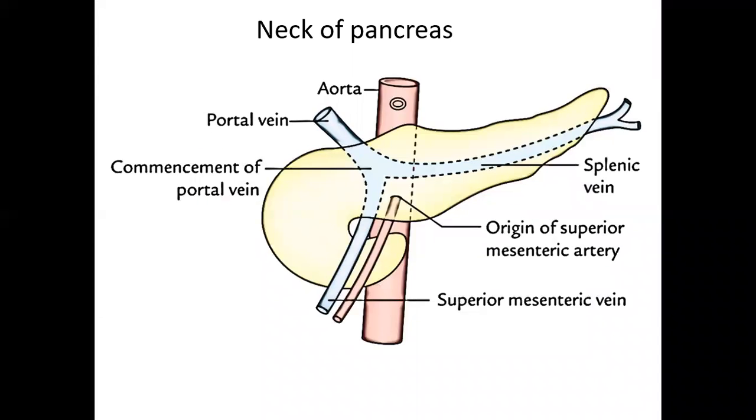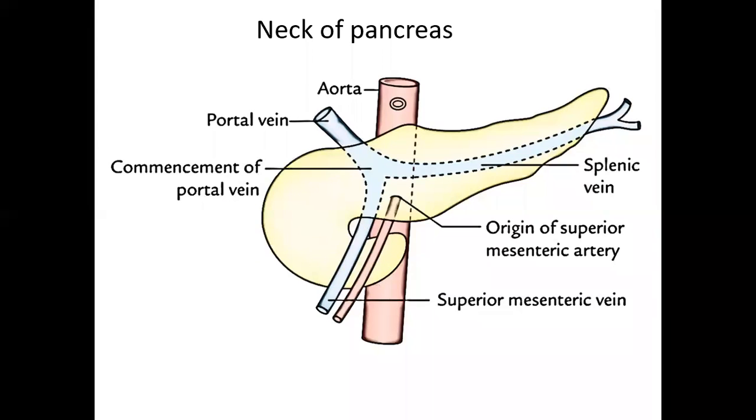The next is the neck of the pancreas. It has two borders and two surfaces. The two borders are upper and the lower border. This is the upper border and this is the lower border. And this is the anterior surface and behind this is posterior surface. That's why it has two surfaces, anterior and posterior.